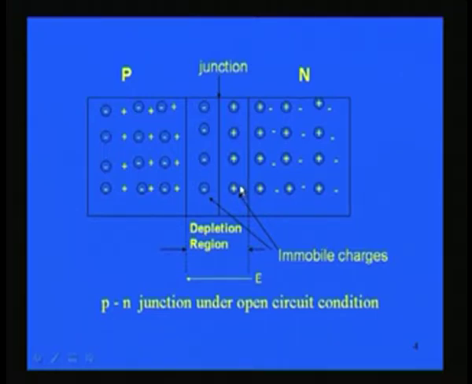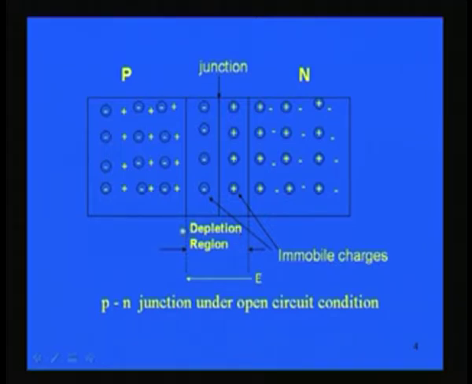Now, that is why these bound charges will be forming a layer of negative charge on the p side and a positive charge layer on the n side. So, this region where there are no mobile charges, only bound or fixed charges, is called the depletion region, or it is also called the space charge region. So, this region is devoid of free carriers.